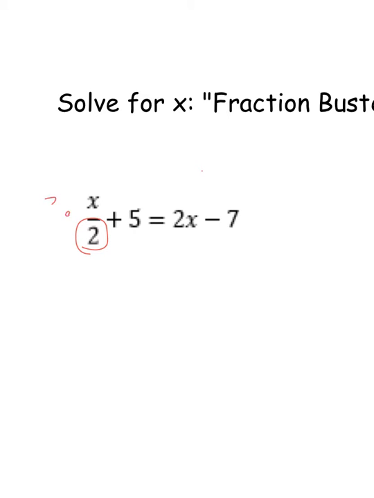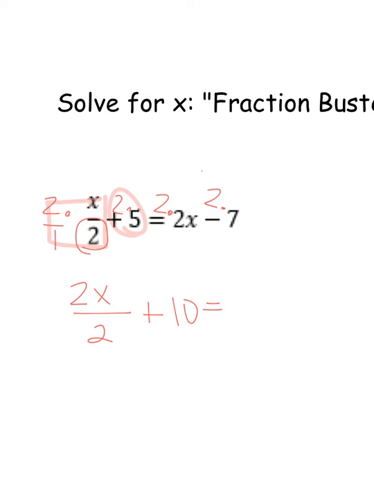So this will be times 2, and if you want, you can write it as 2 over 1, so it looks like a fraction, times 2, times 2, times 2. And if we go through each piece, 2x on the numerator and 2 in the denominator. Second piece, 2 times 5 would be 10, equals 2 times 2x would be 4x, and 2 times the 7 would be minus 14.